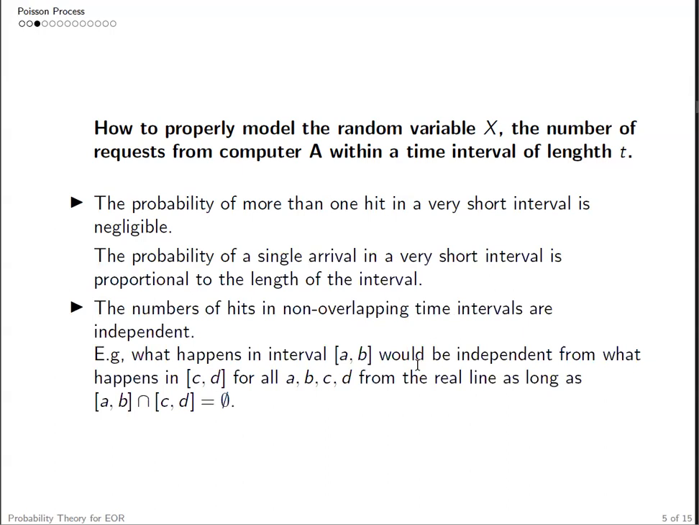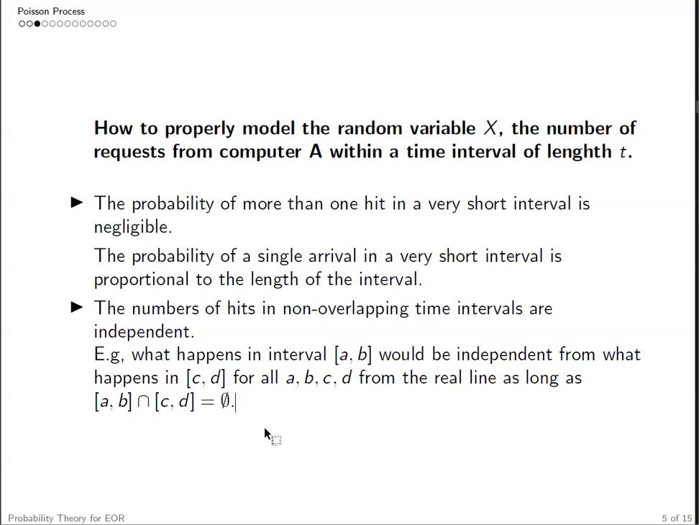Next, the numbers of hits in non-overlapping time intervals are independent. So what happens in the time interval AB should be independent from what happens in the time interval CD, as long as the intersection is empty. So what happens yesterday should be independent from what happens today, things like that. As long as the time durations don't overlap with each other, we assume they're completely independent from each other, in order to simplify the model.